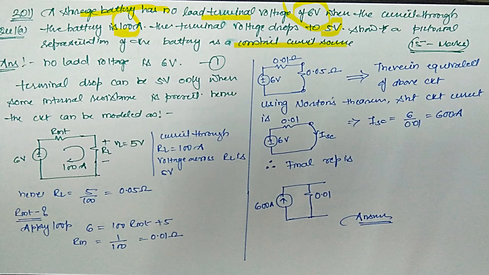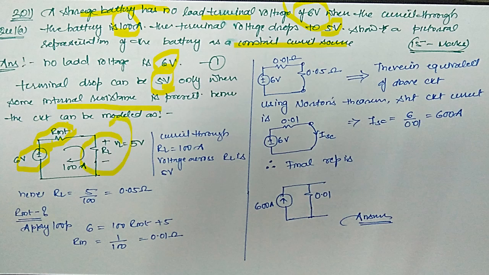So let us see what data is given in your question. You have the no-load voltage of 6 volts, fine. The terminal voltage drop to 5 volts is also there. The terminal voltage drops to 5 volts only when some internal resistance is present in the circuit. Hence we can draw the circuit like this: you have a 6 volt battery here, then an internal resistance here, and then one load resistance here.